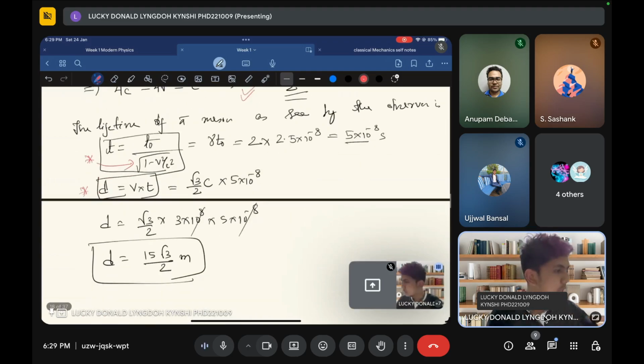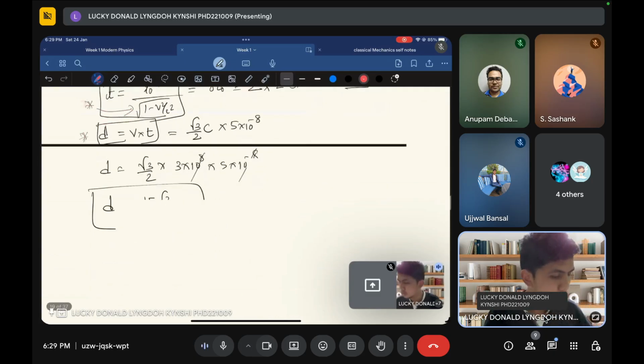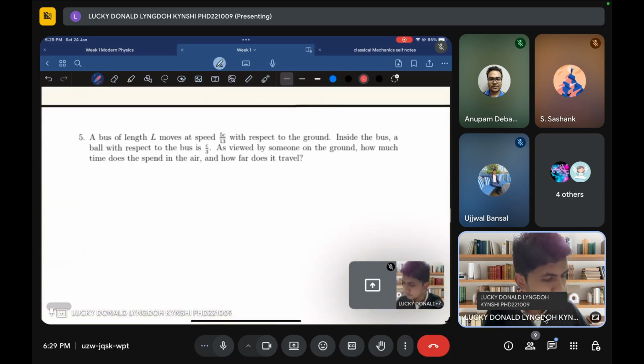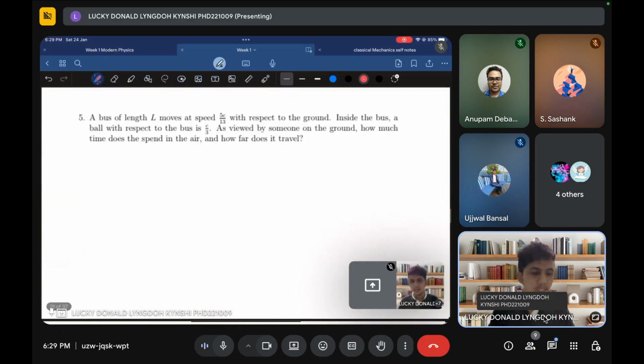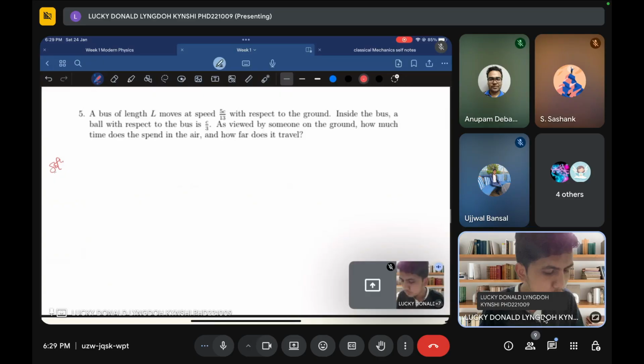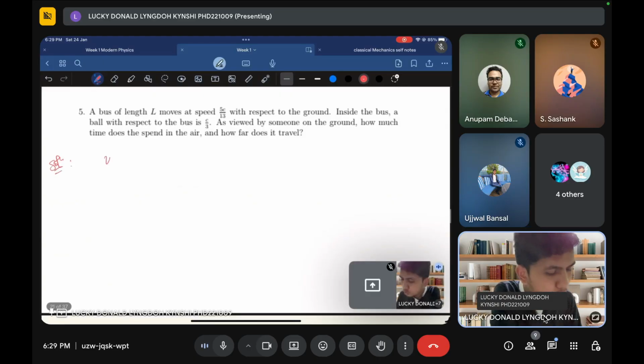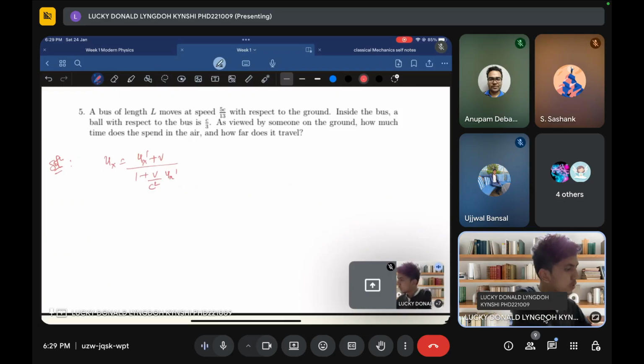Then there is a last problem. There is a last problem, and this problem is related to whatever I have given to you: u_x = (u_x' + v) / (1 + v u_x'/c²). Okay, so let me just explain this to you. This is the final question, and then we will stop.